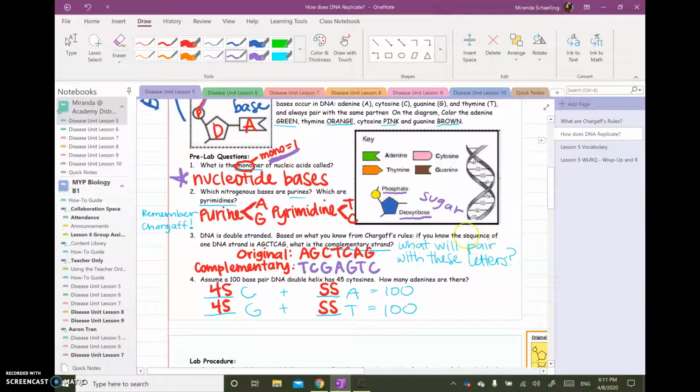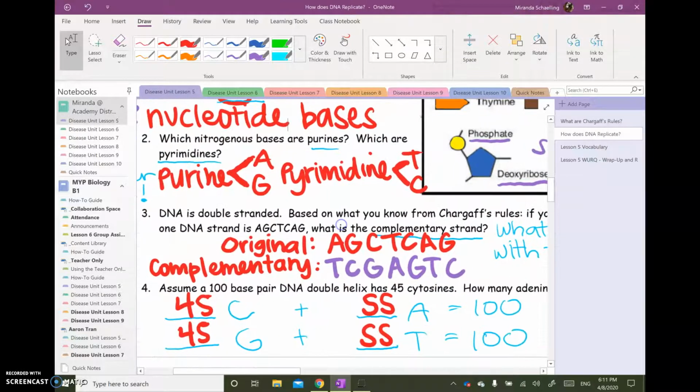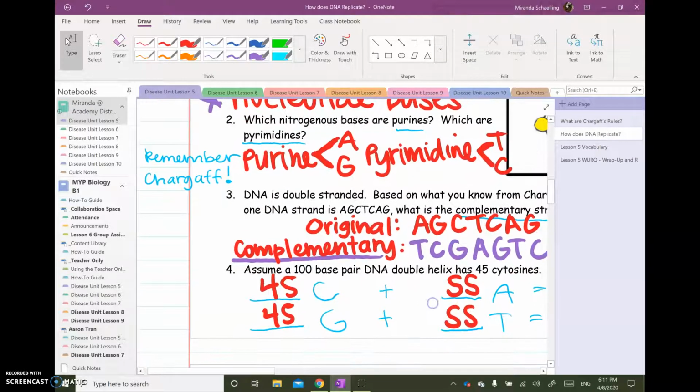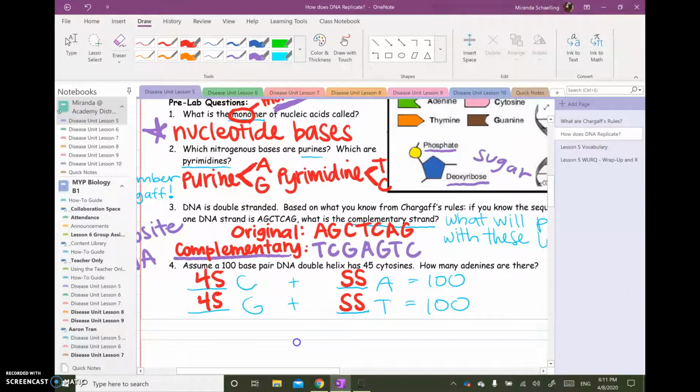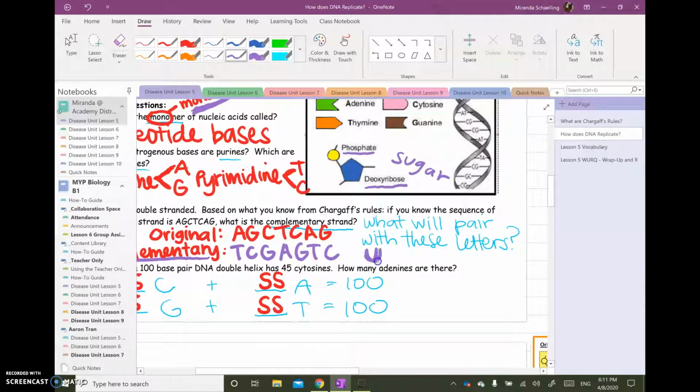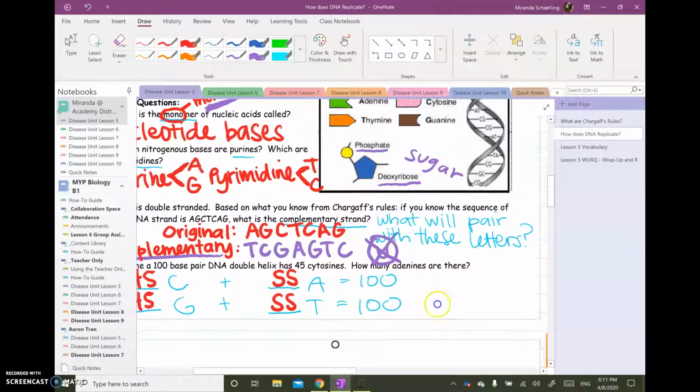If you know the sequence of one DNA strand, what is the complementary strand? Complementary is a fancy word for opposite. So when you see the word complementary, you need to think of opposite DNA. A lot of times when I was looking at this question on people's work, they put U's down here. Remember, if we're looking at DNA, then there are no U's. If that's a mistake that you made, that's okay, but go ahead and fix it now.